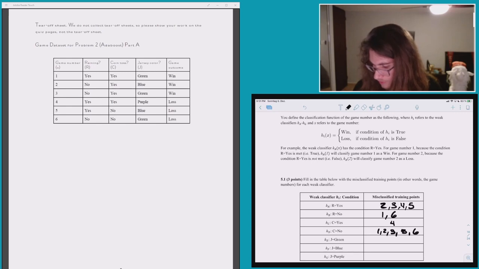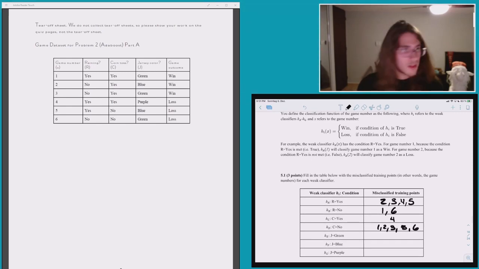1, 2, 3, 5, and 6. And then the last three: if the jerseys were green, the game was won, which means 1 is correct, 2 is incorrect, and 6 is incorrect. Or actually, 1 is correct. Yes, 2 is incorrect, and 6 was incorrect as well. 2 and 6.